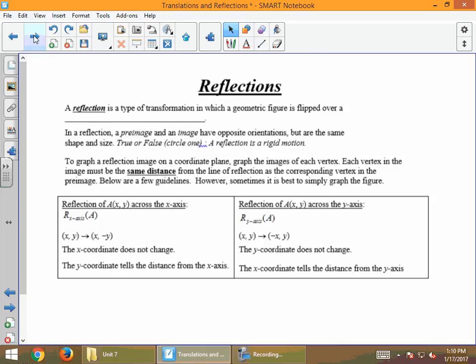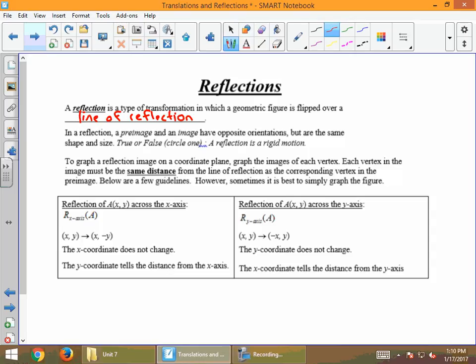Well, let's go to the next one. Reflection. Good one. Well, you guys hopefully know what a reflection is. Most of you probably looked in the mirror this morning and said, hey, what's up? So, you know what's going on here. A reflection is a type of transformation in which a geometric figure is flipped over a line of reflection. It's flipped over a line of reflection. So, something is being flipped over here.